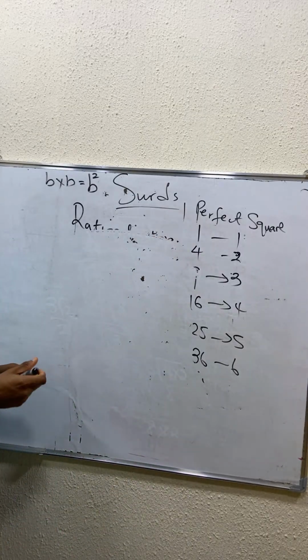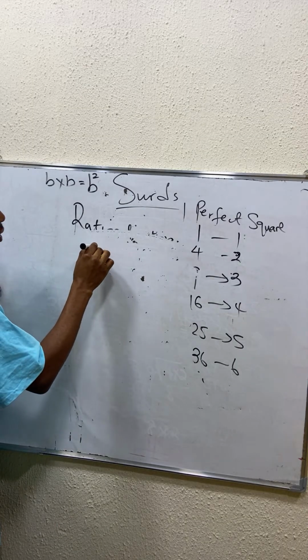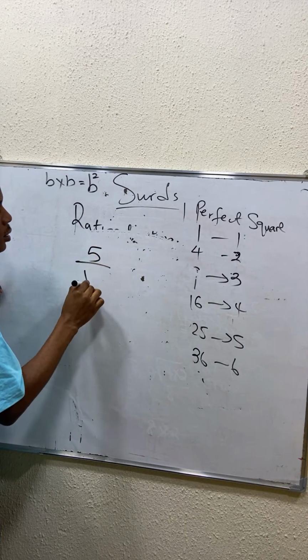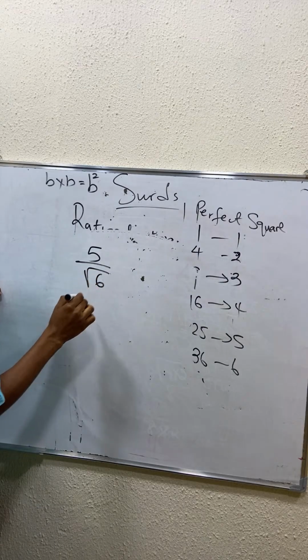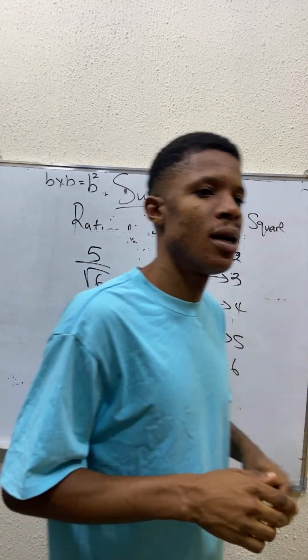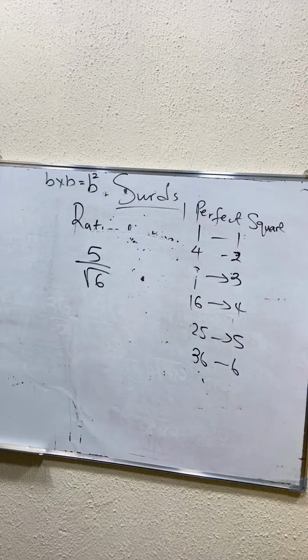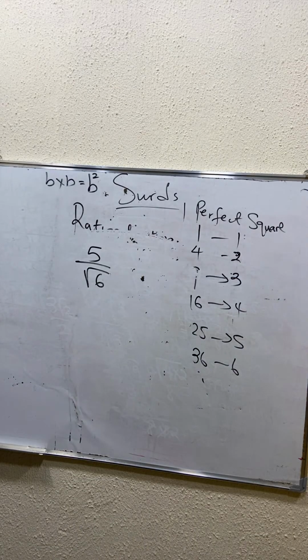Okay, let's look at the next one, please. Let's say we are told to rationalize something like 5 over root 6. Can you do that? Guys, I want you to rationalize 5 over root 6. Let us know the answer in the comments.